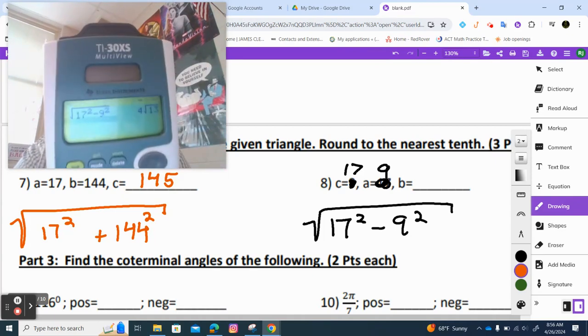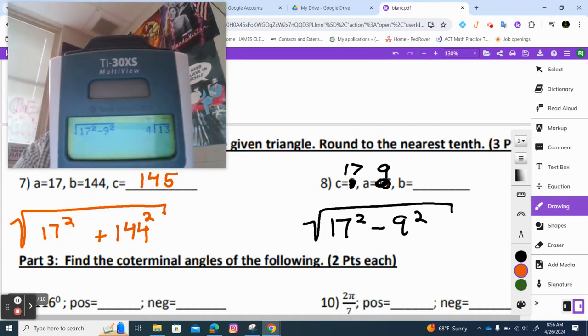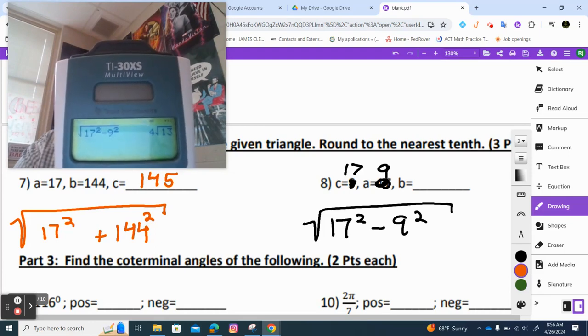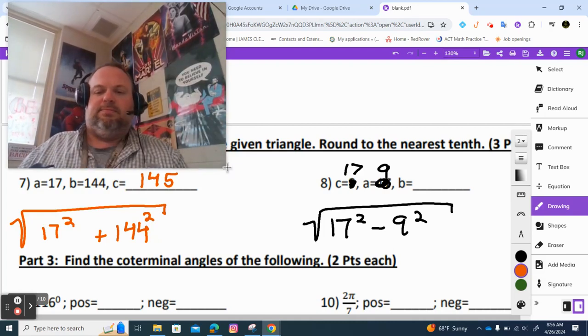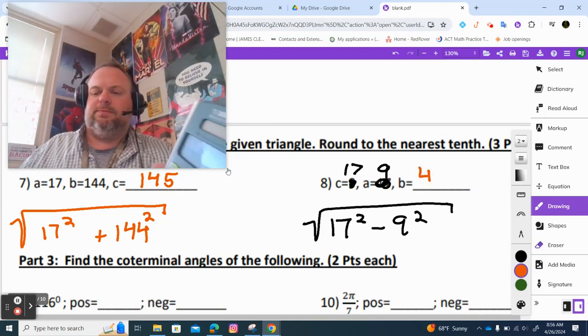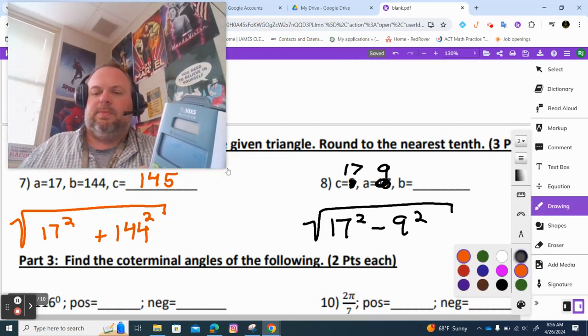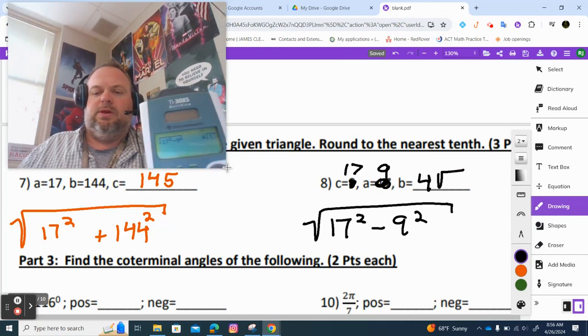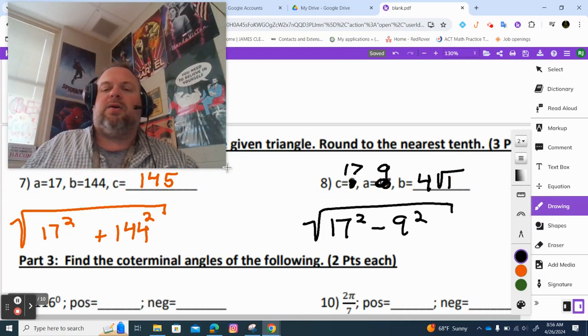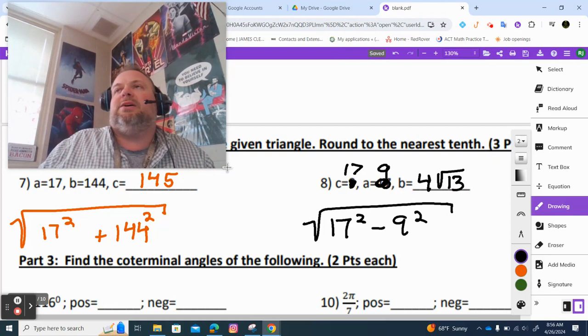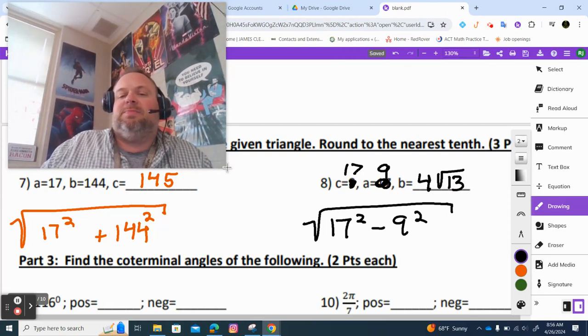Okay. You can get an answer like that. You don't have to do decimals, you can leave it like that. Just write it like that. So 4 root 13. I messed it up when I typed it out. That should be C is 17.